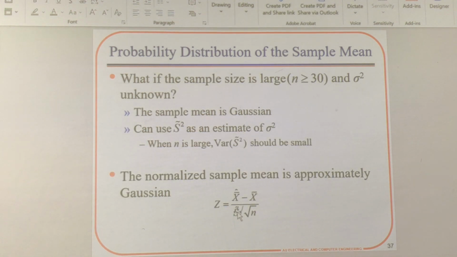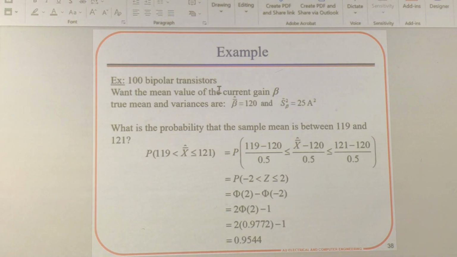Here's what happens if n is large and sigma squared is unknown. He gives you an example. You've got 100 bipolar transistors, large sample, it's over 30. We want the mean value of the current gain, beta. Beta bar is the true mean value, and he does it backwards, so he's using this as the true mean value, 120, and this is the variance of the samples, 25. The range that you want: what is the probability that the mean is between 119 and 121? Well, that's straightforward. This is just a probability there.